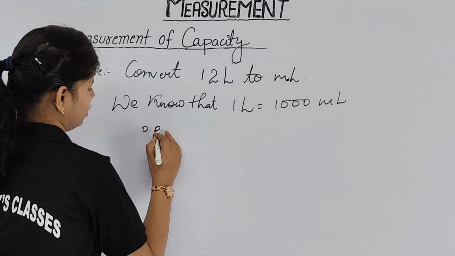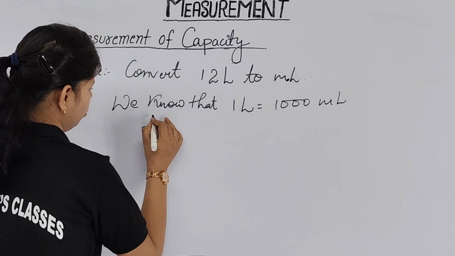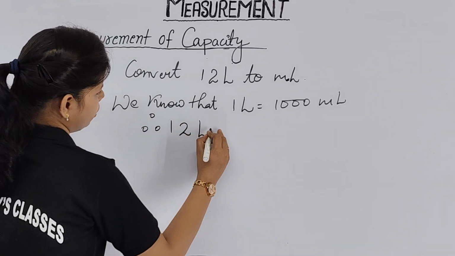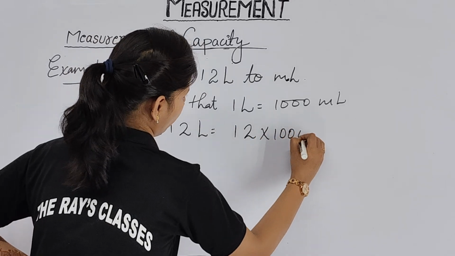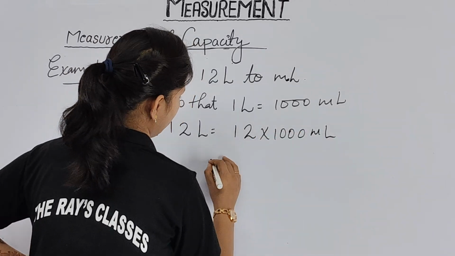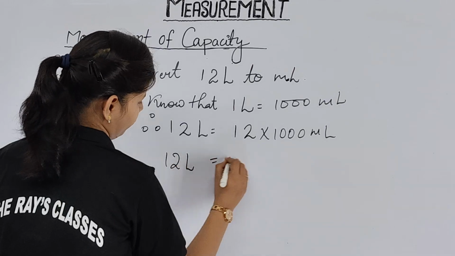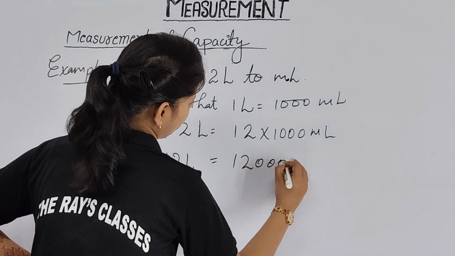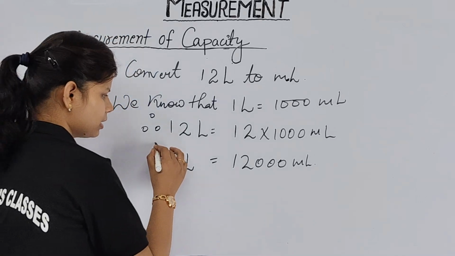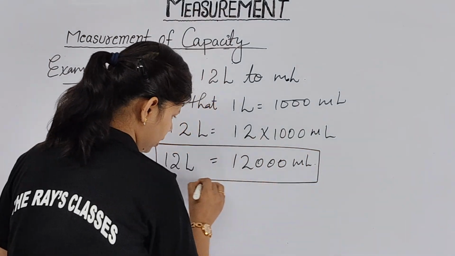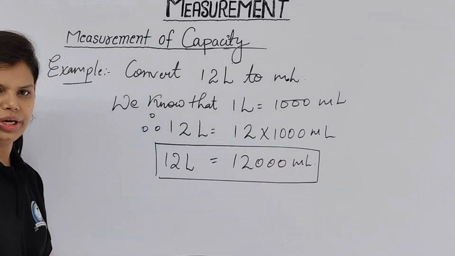Now, since, or you can write therefore, 12 liter equal to what? 12 multiplied by 1000 milliliter, and your answer will be 12,000 milliliter. Simple answer. It is the conversion of bigger unit to the smaller unit.